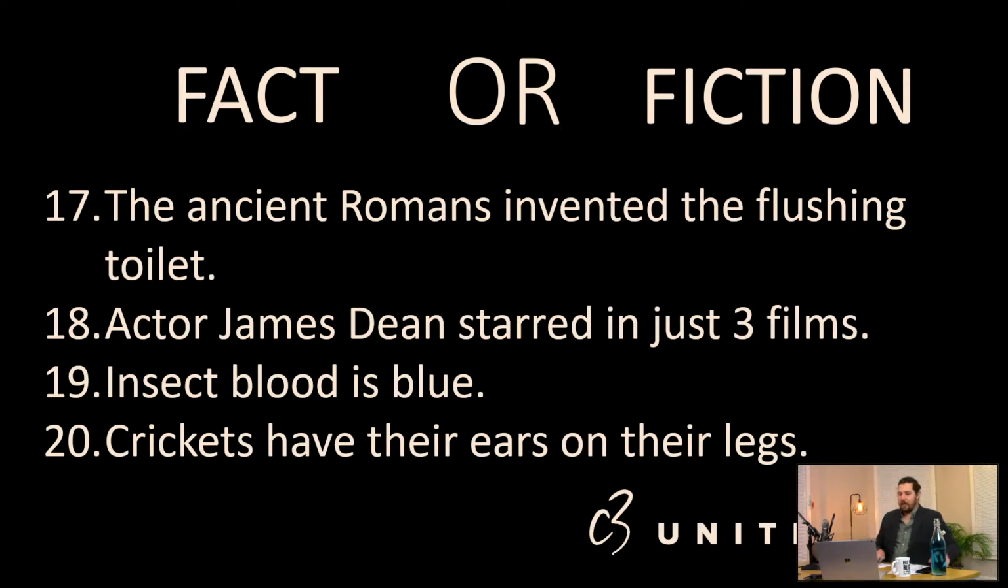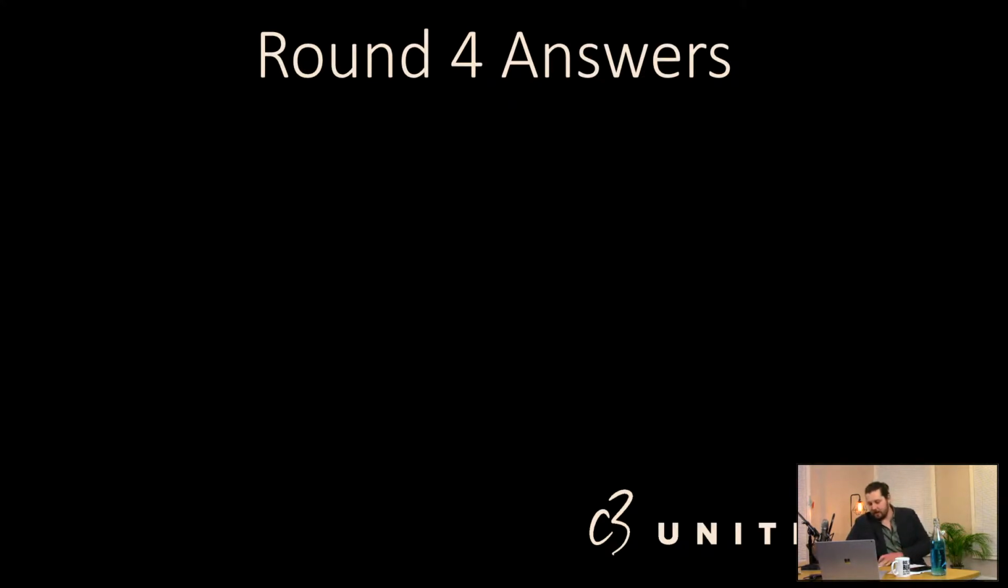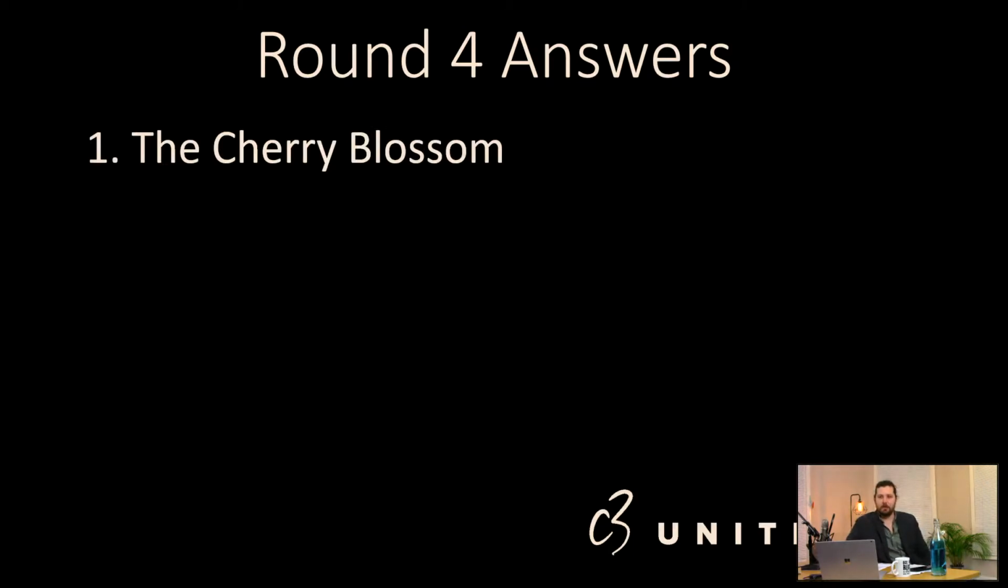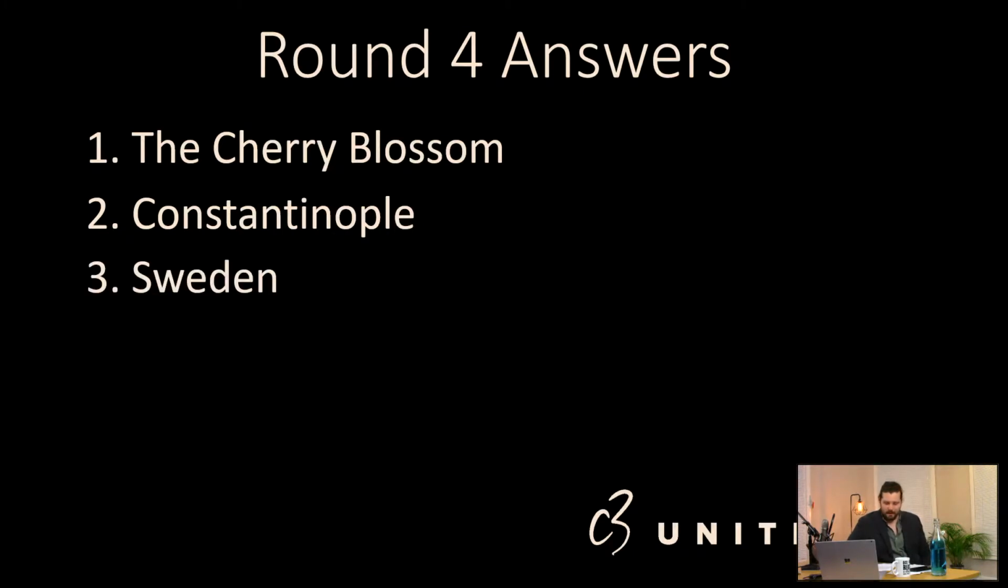3 rounds down, just round 4 left. Round 4. Question 1, what's the national flower of Japan? The answer is the cherry blossom, or cherry blossoms was also an acceptable answer. Question 2, until 1923, what was the Turkish city of Istanbul called? Constantinople. Constantinople was what Istanbul was called prior to 1923. Question 3. What country has the most islands in the world? It is in fact Sweden. Sweden has the most islands of all the countries in the world.